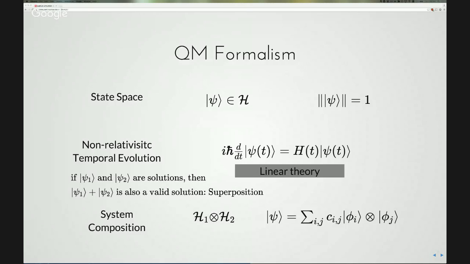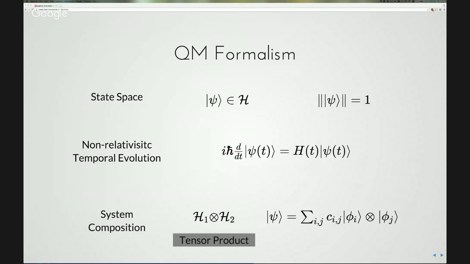An important thing to note is that it's a linear differential equation, which means that if psi1 and psi2 are solutions to the equation, the sum of the two is also a valid solution, which reflects the property of superposition, that 2 states can exist at the same time and still be valid. And how do you create a multi-particle system? Let's say you have qubit 1 and qubit 2, how do you combine them together? You take the tensor product between the 2 Hilbert spaces.